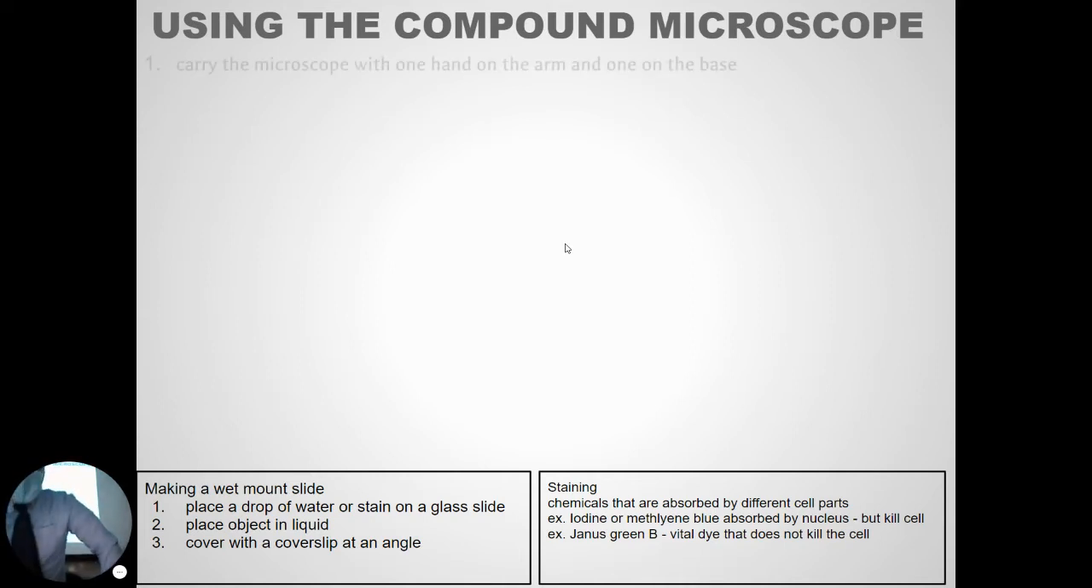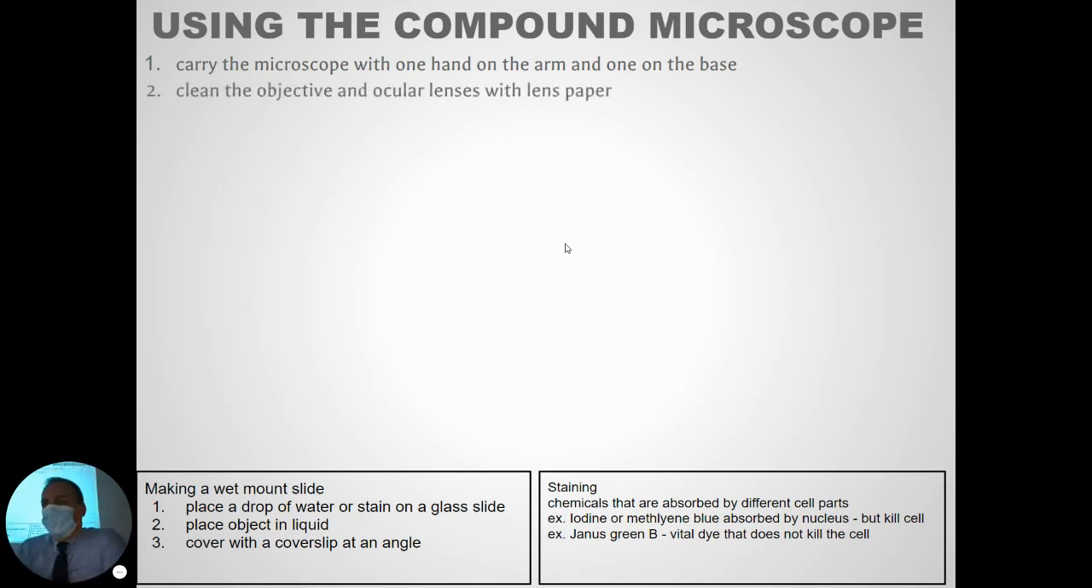So these are pretty expensive, so we want to be careful with them. I don't want to drop them. Carry them with 2 hands if you would. Sometimes people touch the eyepiece and they get their grubby fingers on the objective lens and it gets grimy. You can clean it with special paper that we have. It's called lens paper, just to clear off any grime that might be on those lenses, because that makes it difficult to see things when you have to look through that.